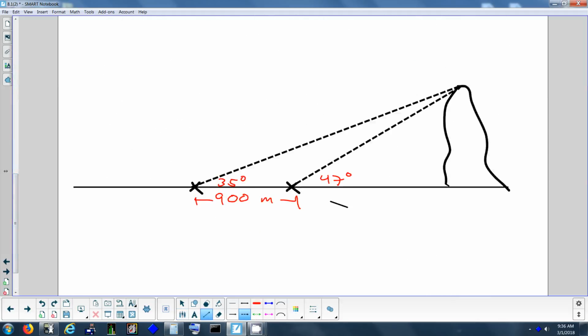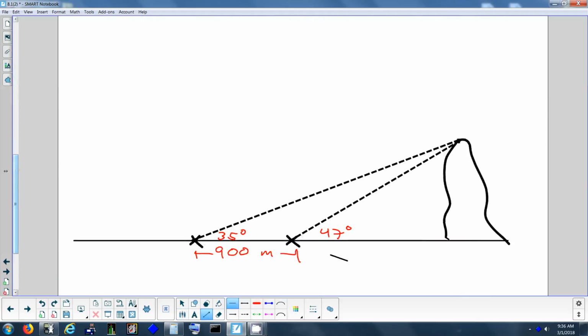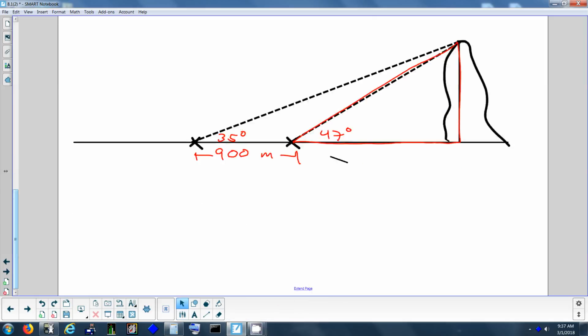So our goal is to find the height of the mountain. That would be that side right there. So eventually we want to be able to work with this triangle right there. And what kind of triangle is that? Yeah, it's a right triangle. So let's move that triangle down and see what kind of information we have about it. There we go.